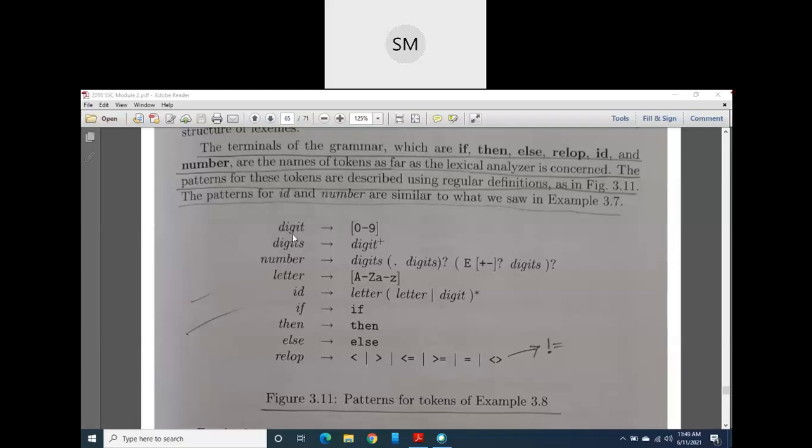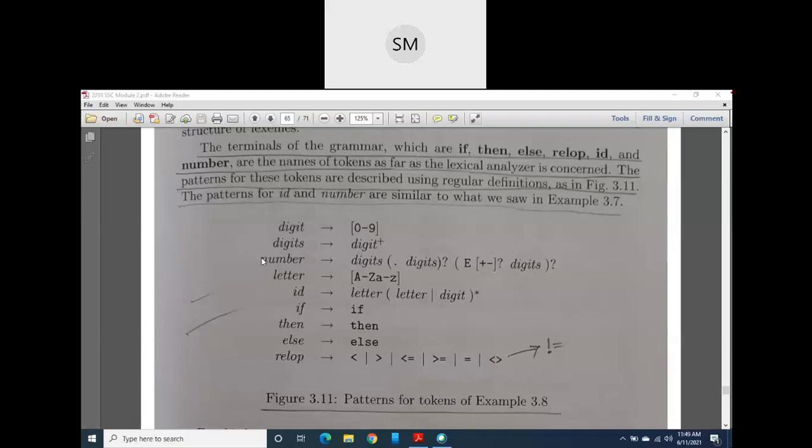You can observe here the singular and plural. Singular is 0 to 9, and digits means more than one. Because it is plural here, there is digit plus. What do you mean by it? Plus always matches one or more occurrences. So one or more digits. Then you define the number here.